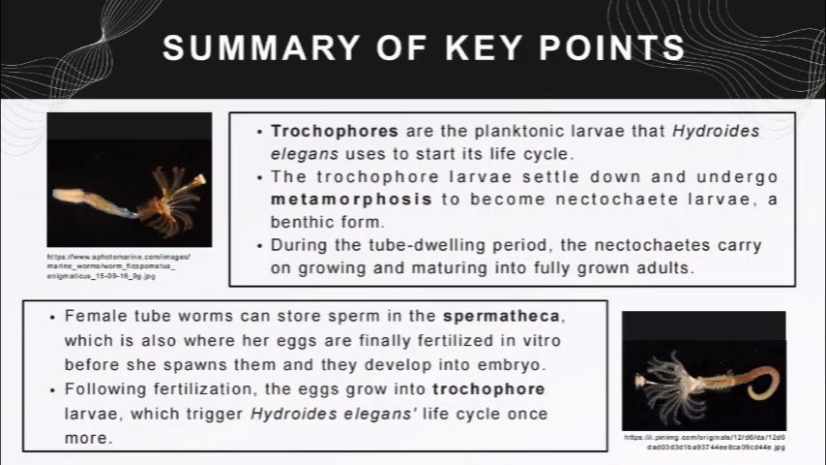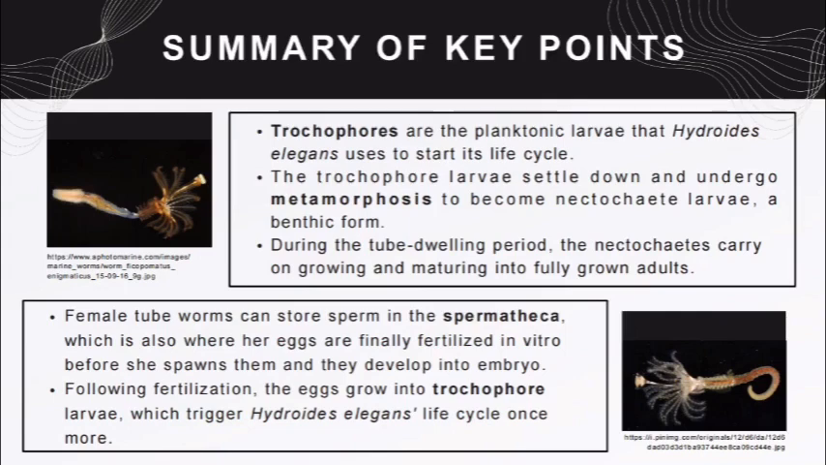So, for a summary of key points, trochophores are the planktonic larvae that Hydroides elegans uses to start its life cycle. The trochophore larvae settle down and undergo metamorphosis via interaction with natural biofilm to become nectochaete larvae, a benthic form. During the tube-dwelling period, the nectochaetes carry on growing and maturing into fully grown adults.